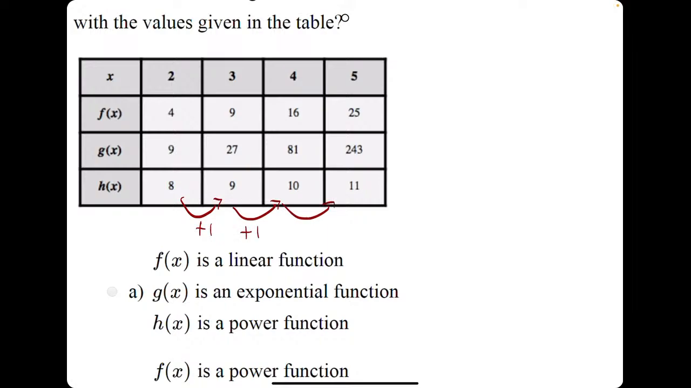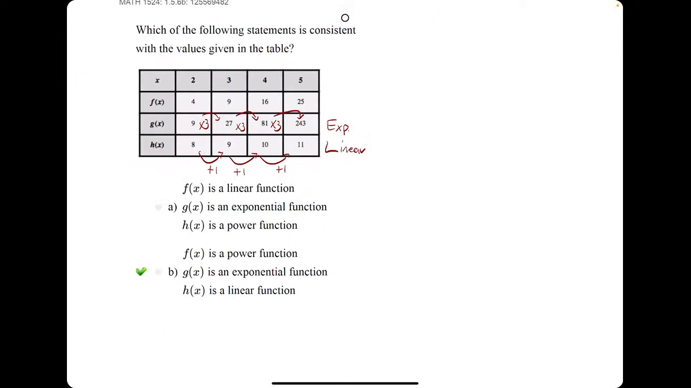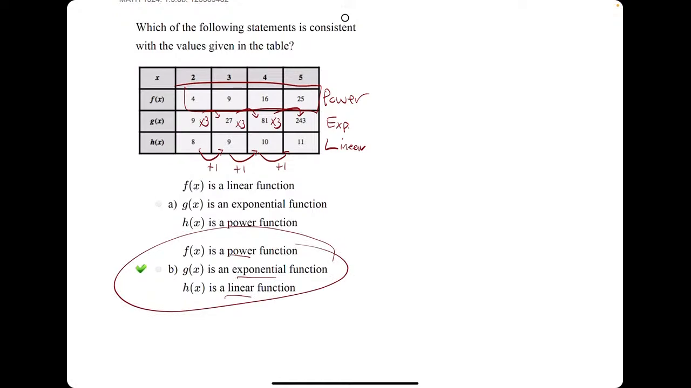Plus 1, plus 1, plus 1. We're adding the same amount, so this is the linear. And then this one is times 3, times 3. That's got to be the exponential, since we're multiplying by the same amount each time. And then the one that doesn't fit either of those must be our power function. So power, exponential, linear. All right.